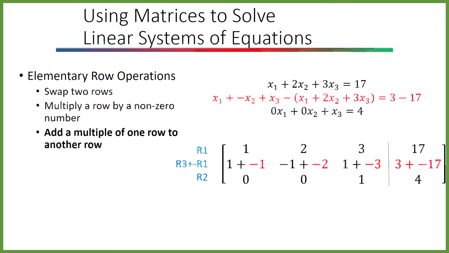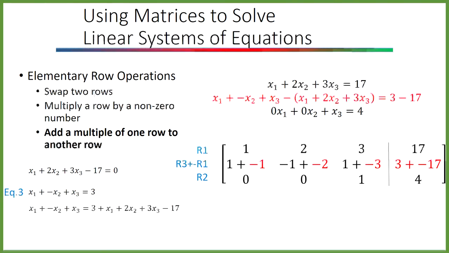Now let's make sure that this actually works. Let's start off by rearranging the first equation by subtracting off 17. In this case, we now have x1 plus x2 plus 3x3 minus 17 equals 0. We know that we can add 0 to anything without changing its value. So let's pull up our original equation 3 and then add x1 plus 2x2 plus 3x3 minus 17 to the right-hand side of this equation.